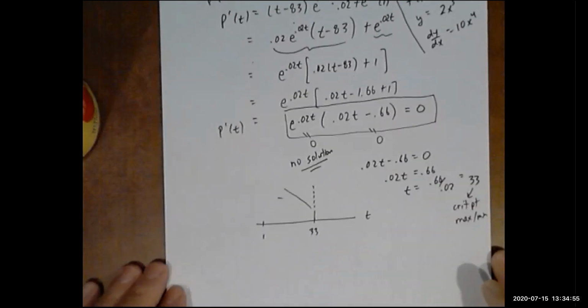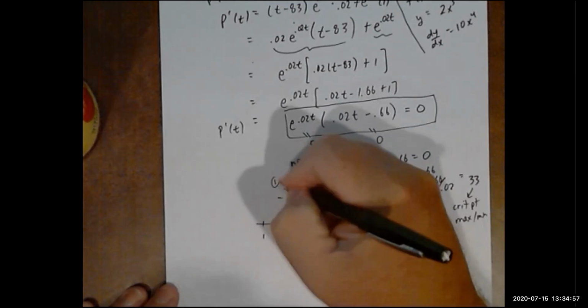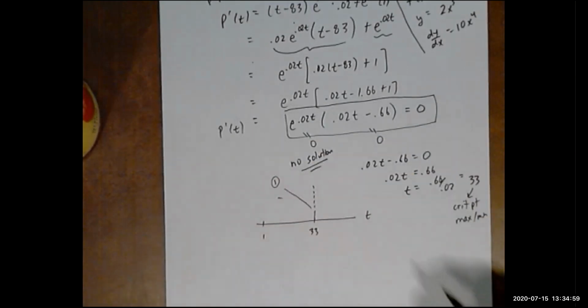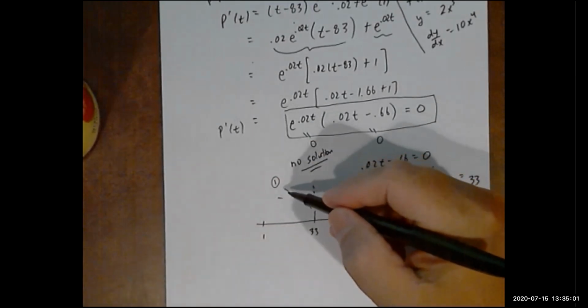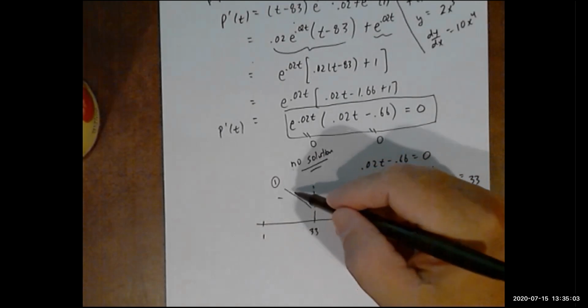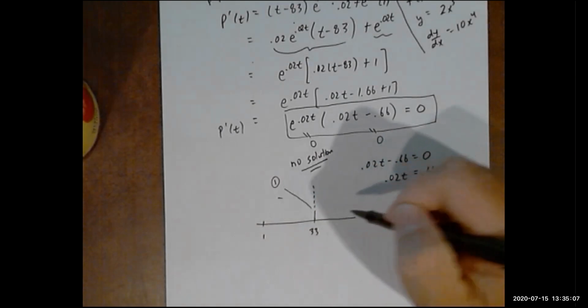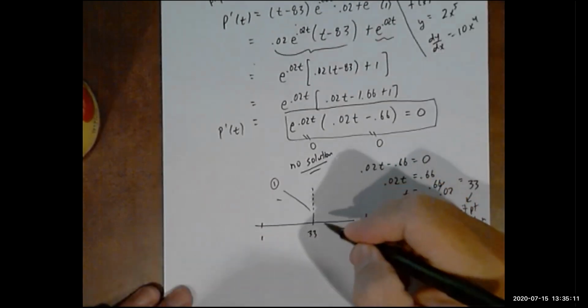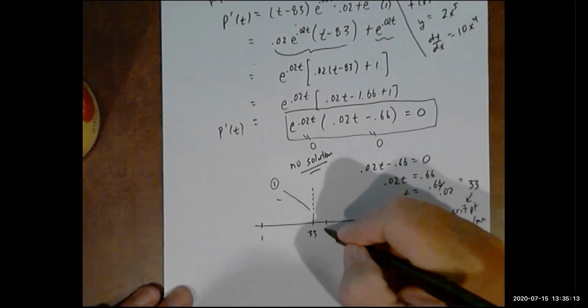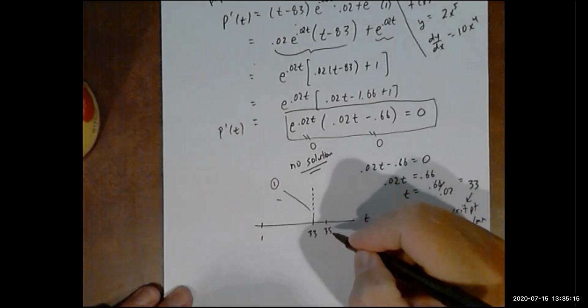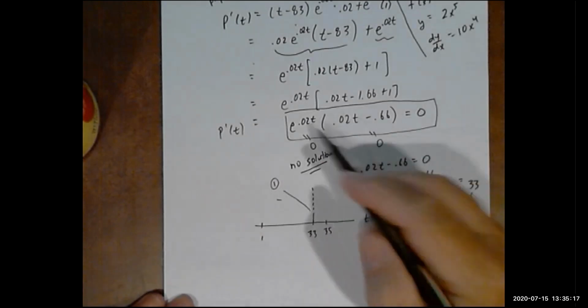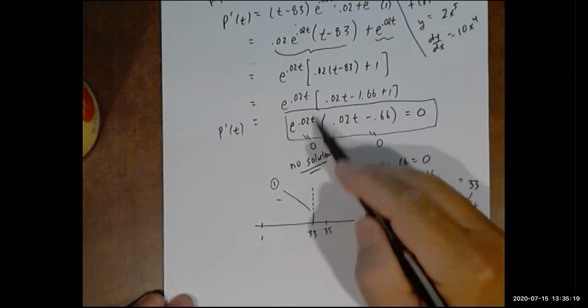The derivative in this, what I call region 1, is negative. So that means that the actual number of people visiting the website is sort of decreasing. Let's see what happens on this other side of 33. So say if I look at when t is 35, the exponential is still positive.